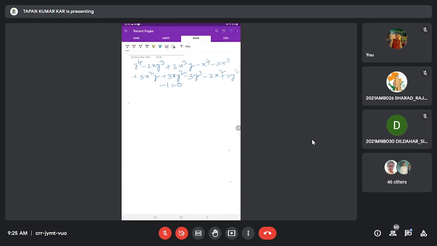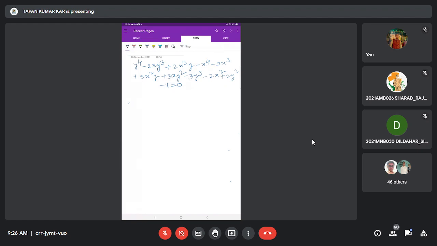So y to the power 4 minus 2xy cube plus 2x cube y minus x to the power 4 minus 3x cube plus 3x square y plus 3xy square minus 3y cube minus 2x square plus 2y square minus 1 equal to 0. So there is nothing new in this problem, but still I have considered this as an example.